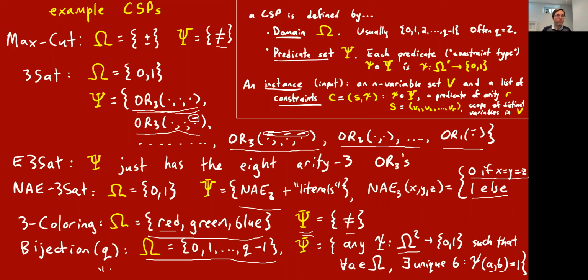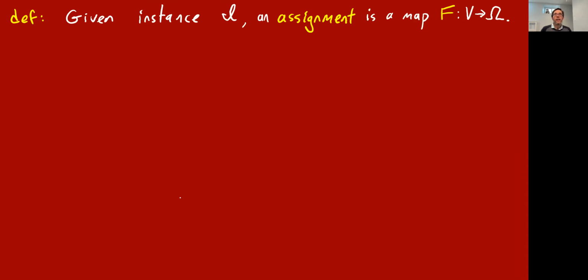And this CSP's real, or most usual, name is this weird name: Unique Games. It's related to the Unique Games Conjecture you might have heard about, which I'll talk about briefly at the end of this lecture. Okay, so this is a bunch of CSPs. And okay, what are you trying to do with the CSP?